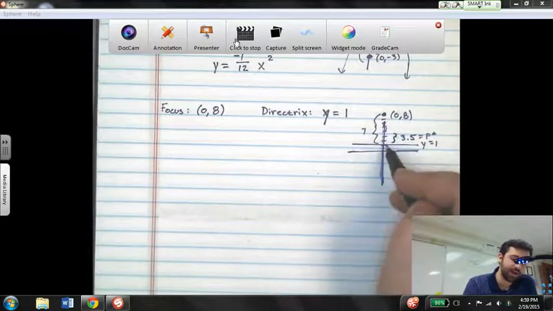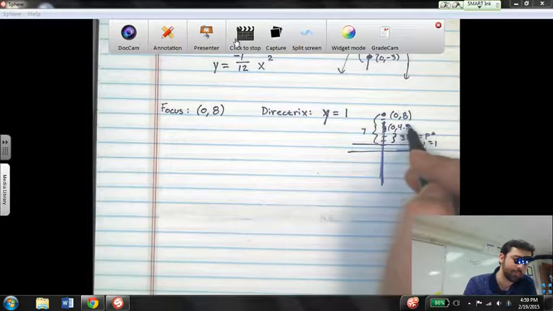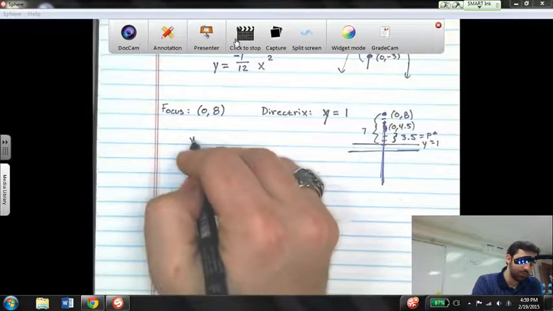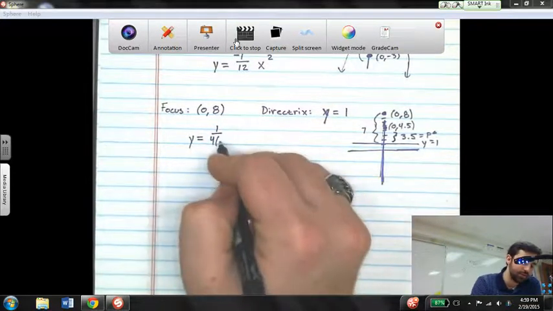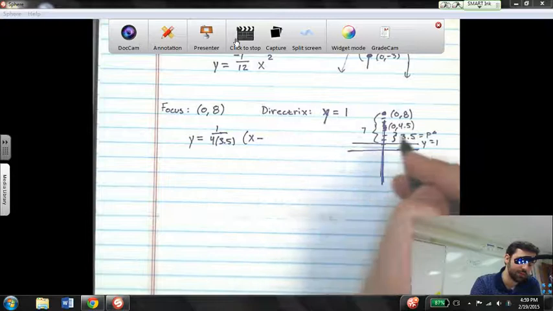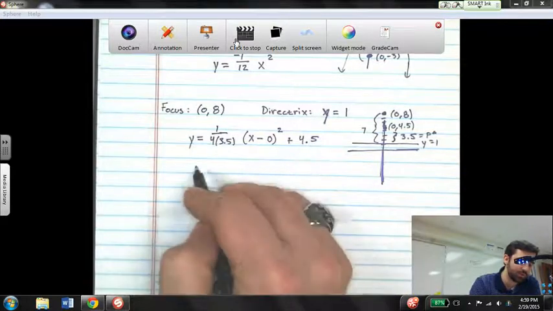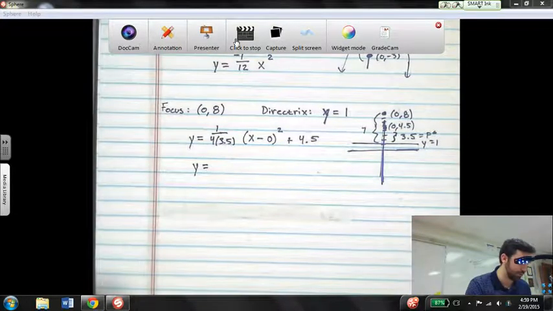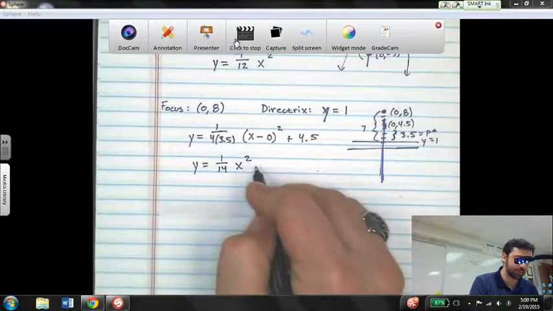From that I can find my vertex. From 1, I would go up 1, 2, 3, and then 0.5, making my vertex at 0, 4.5. Using my general equation of a parabola, I'm going to sub in the value for p, 3.5, then the value of h, which in this case is 0, and then the value for k, which is 4.5. When I simplify this, I get 1 over 14 x squared plus 4.5.